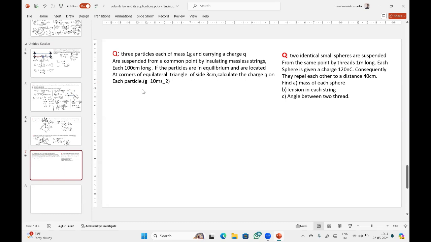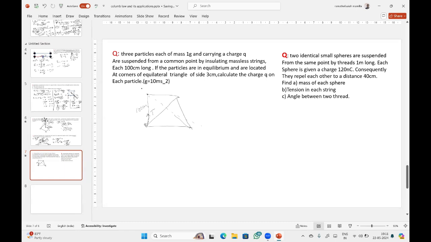First, draw the diagram. Three particles are arranged at the corners of an equilateral triangle, and these three are suspended from one point by strings of 100 centimeters. Imagine these three; along the string there is a tension, very clear.